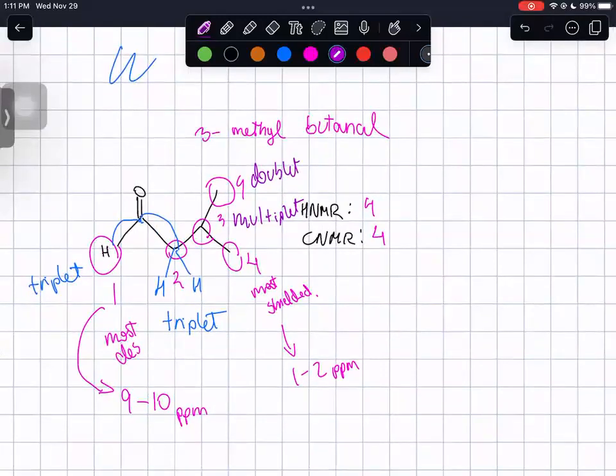Why is signal 4 a doublet? A doublet because it has only one neighbor. 1 + 1 is 2. The only neighbor is the little baby hydrogen in between.